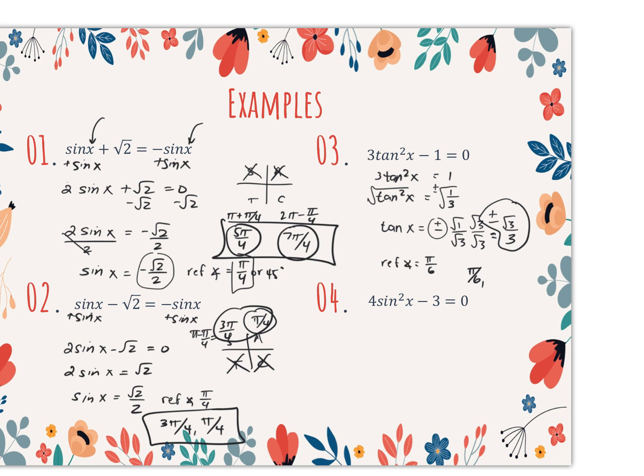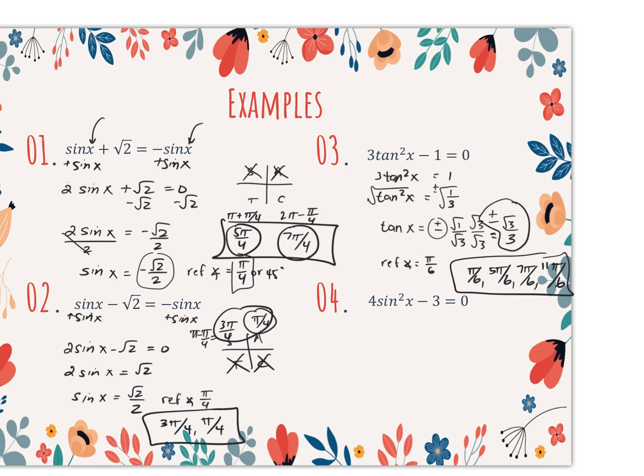In quadrant 2, it's going to be 5 pi over 6. In quadrant 3, it's going to be 7 pi over 6. And in quadrant 4, it's going to be 11 pi over 6. And again, you got to get good at those reference angles.